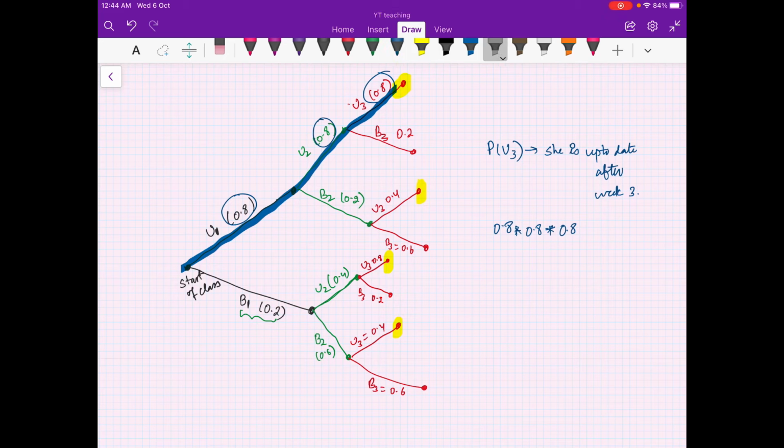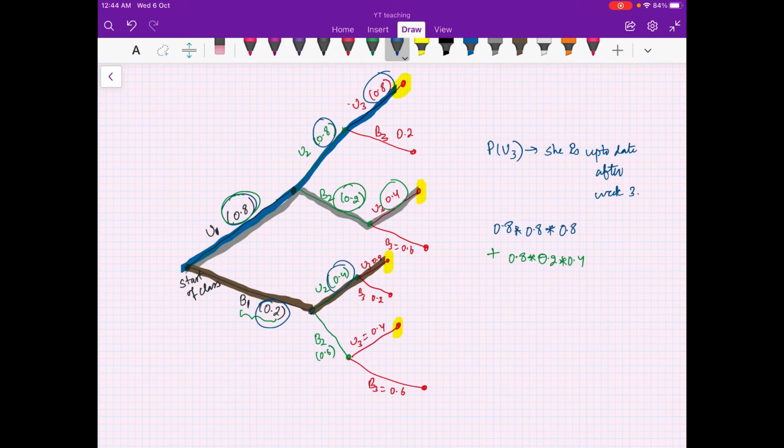Right. Then you have to trace the next path, which is this one. So like this, this, and this we will go. So here the probability is 0.8, 0.2, 0.4. And then the next path, which is here, this, this, and this. And the probability is 0.2, 0.4, 0.8.